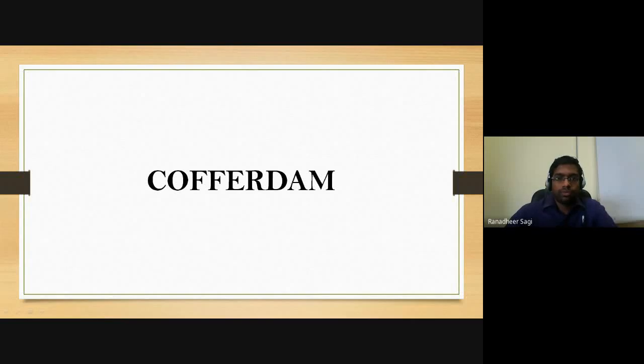Back to the course on Foundation Engineering. In today's lecture, we'll try to understand what is meant by Cofferdam, what is the necessity of Cofferdam, what are the different types of Cofferdam structures that we come across, and what type of Cofferdam structure is used in what conditions. So all these particular cases is what we'll try to come across in today's lecture.